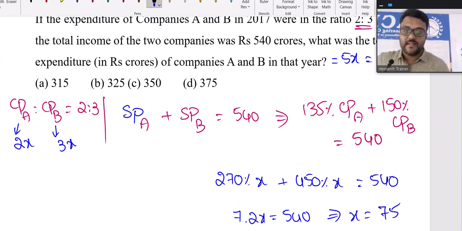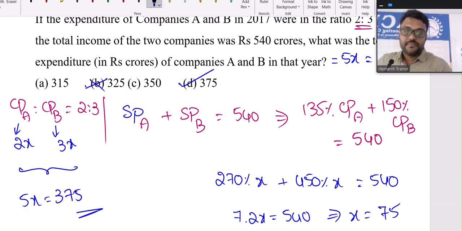I want 5x. They're asking for the combined one, the 5x value. 5 into 75, which is 375. Check out this question. So why 135%, why 150%? What is the 2x and 3x? 270 plus 450 percentage is 720%. 720% is nothing but 7.2. 720% means 720 divided by 100, which is 7.2.